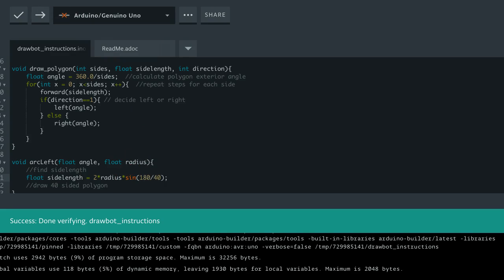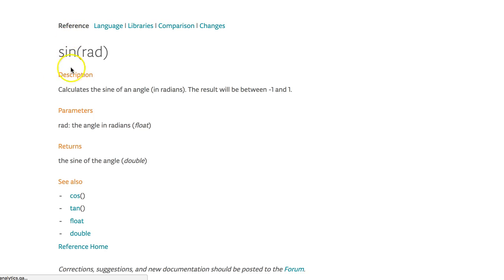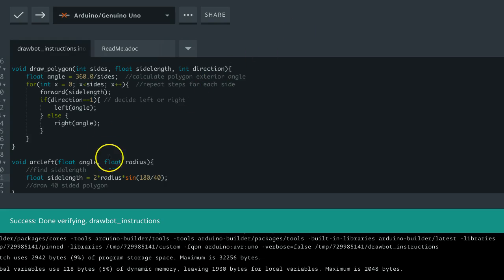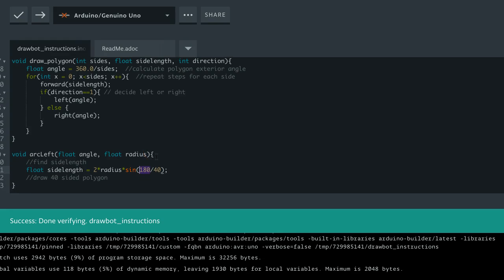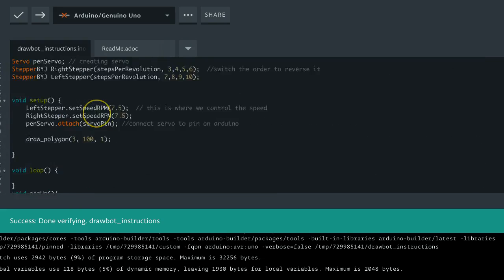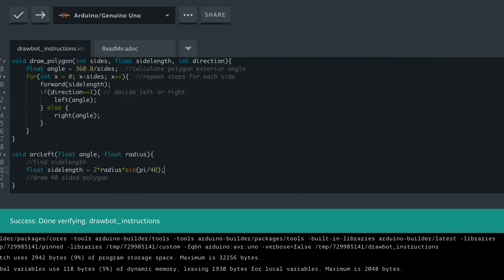Okay, now before we continue, there is something we need to do. So if we look up sine for Arduino, we'll get some more information about how this is going to work. If we look here at the reference for Arduino, it says that the sine function requires radians. So if we go back to here, we can see that this is 180, which is half of a circle, and in radians, a half circle is pi. Which we have stored up here at the top under the word pi, and that should do the trick for us, and that gives us the side length.